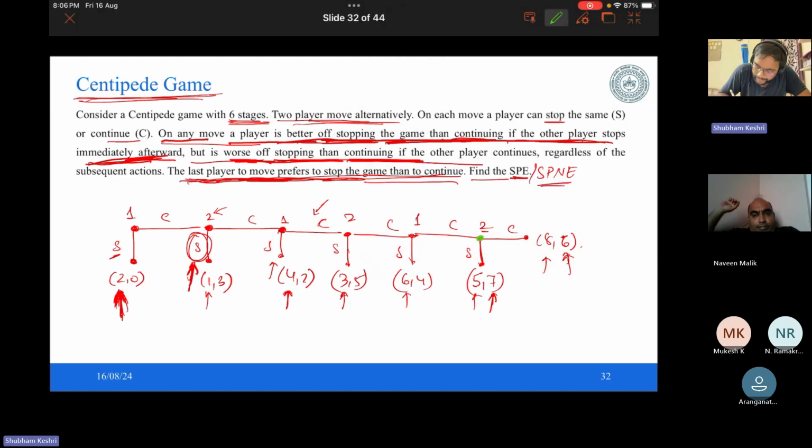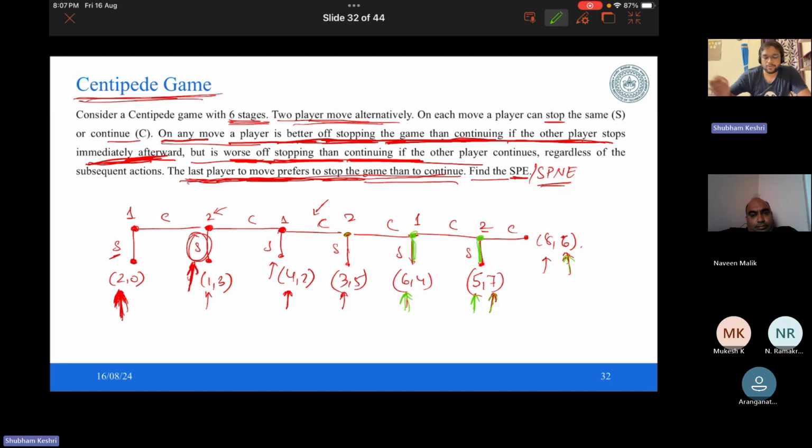When player 2 is over here, what will player 2 think? Over here he is getting a utility of 6 when he continues, but gets a utility of 7 when he stops. So at this point he will stop. When player 1 is over here, he is rational and he knows that player 2 is also rational, so he will know that player 2 will stop instead of continuing. Therefore, his utility over here is 6, but he knows player 2 will stop and his utility will become 5. Therefore, in this stage, player 1 will actually stop.